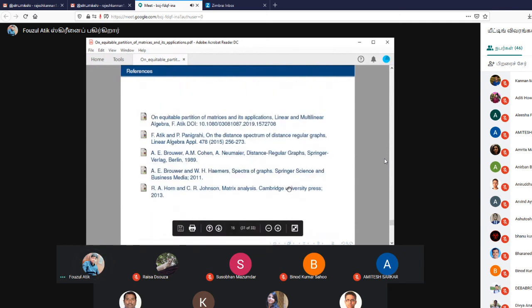Okay, so these are the results. The whole result I present, you can find from this reference. In a distance regular graph, as I mentioned, the quotient matrix will contain all the distinct eigenvalues; from this result one can find that. And these are the books: the Brouwer and Cohen book, where you can find distance regular graphs, and Brouwer and Haemers, where you can find many spectral results for graphs. And this is a good book, as I mentioned, the Horn and Johnson book.